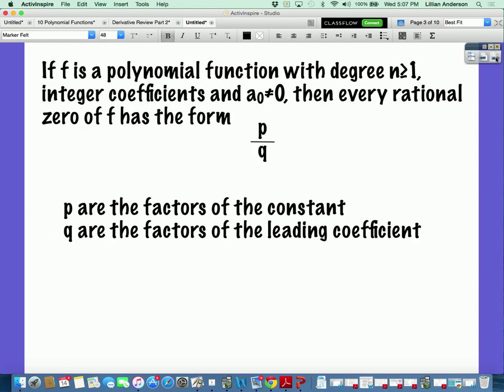So the rational root theorem says that if f is a polynomial function with degree n greater than 1, with integer coefficients and a sub 0 does not equal 0, then every rational zero of f has the form p over q, where p are the factors of the constant and q are the factors of the leading coefficient. So to find your possible rational zeros, you're going to take all the factors of your constant, all the factors of your leading coefficient, and create a list of different numbers.